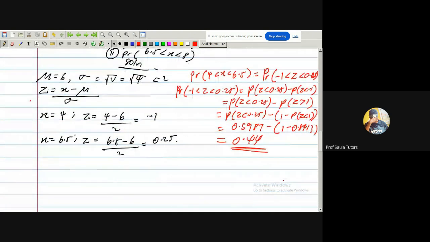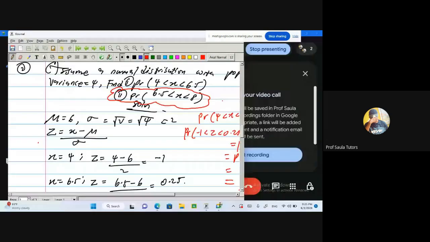So the next one is about this. It's the same way you will solve it. You can just practice this one. It's the same way you will solve it. And that's it. So we can end today's class.